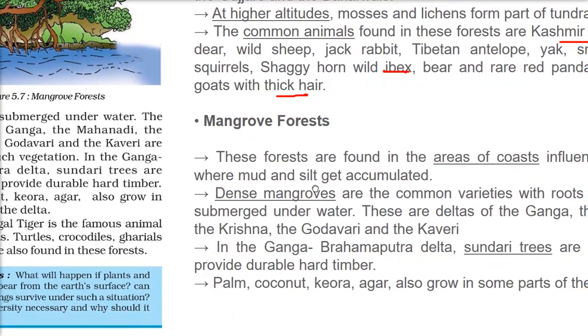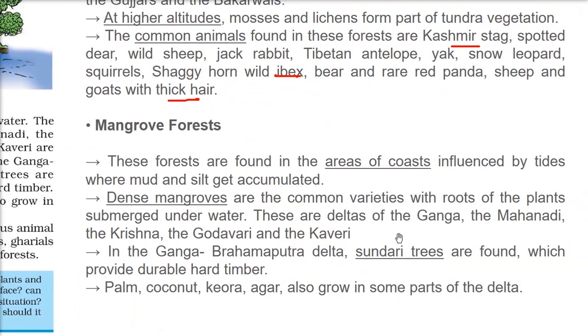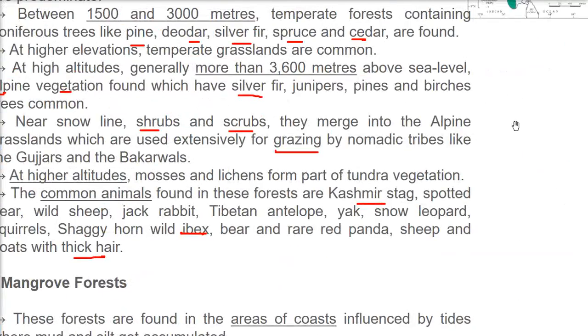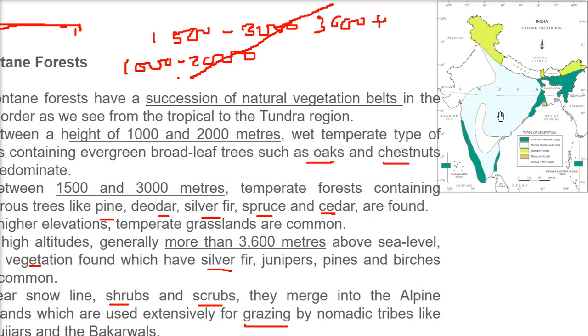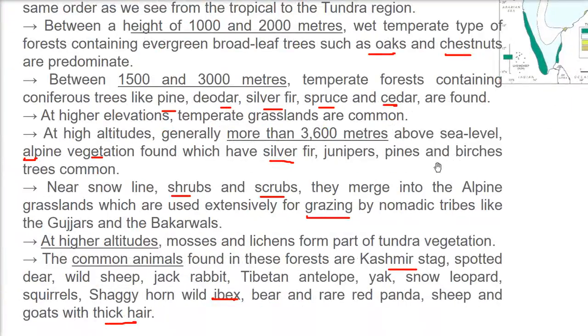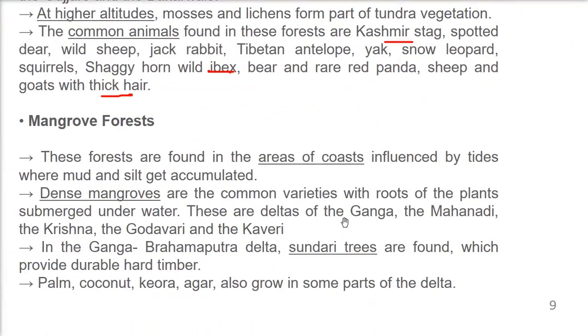And dense mangroves are the common variety with roots of the plant submerged underwater. If you see, these roots are submerged underwater, and these are the deltas of Ganga, Mahanadi, Krishna, Godavari, Kaveri you find. So here, this is Godavari, Krishna, Kaveri. They have deltas here. So most of these mangrove forests are found here.